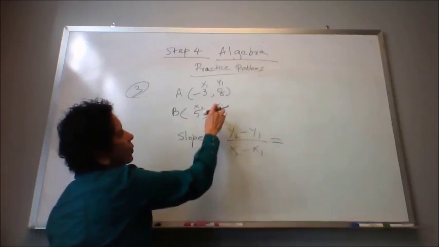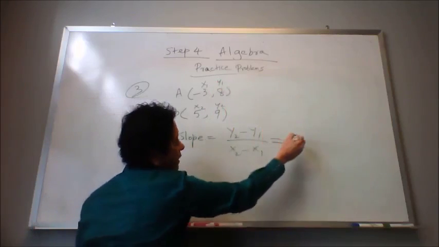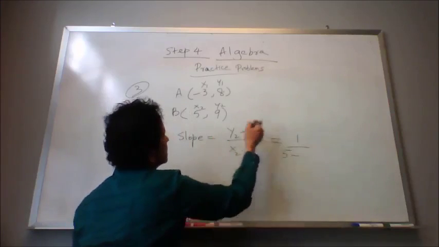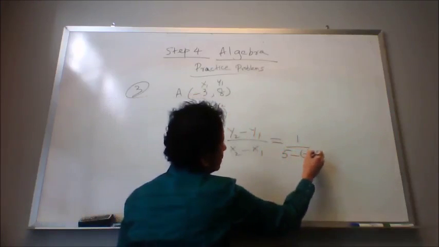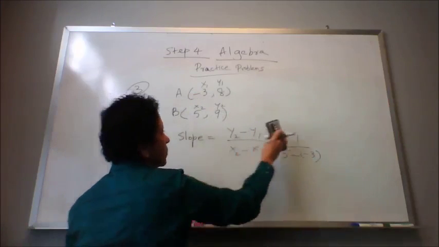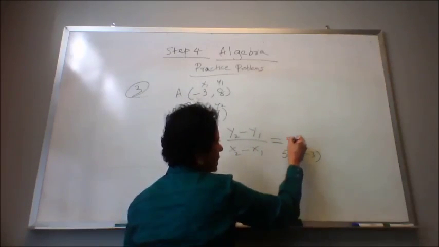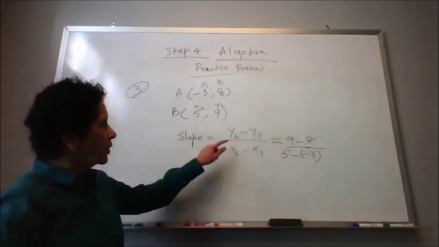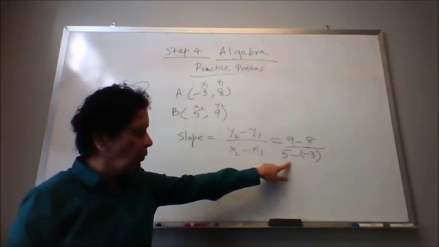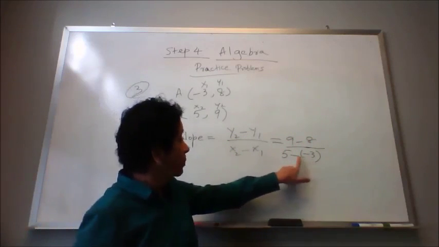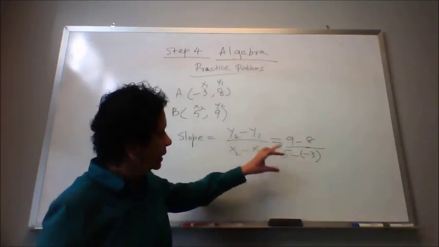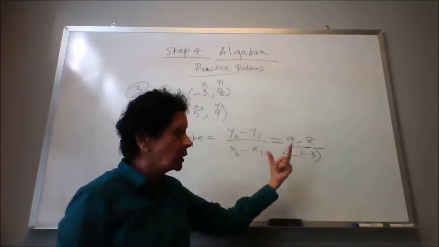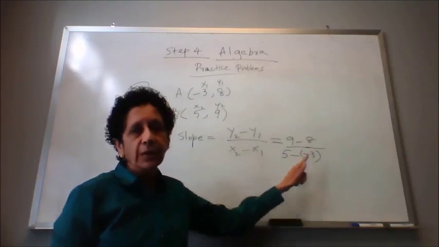So in this case, y2 is 9 minus 8, that's 1. And then 5 minus, then you have minus 3. Let's just write it on top also: 9 minus 8. We are just plugging in. So in the formula, you just plug in y2, y1, x2, x1. But you need to be very, very careful when you plug in a minus. x1 is actually minus 3, so you need to put a parenthesis, put minus 3. You have to remember the sign, okay?